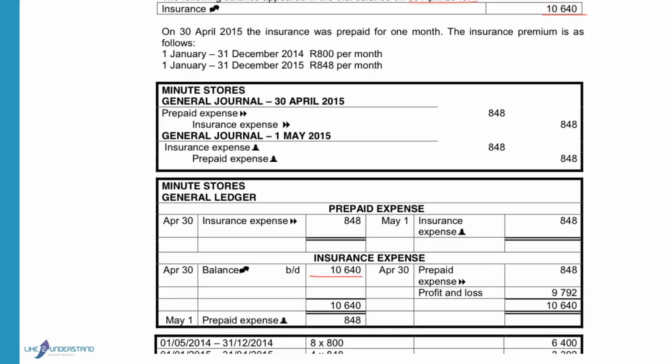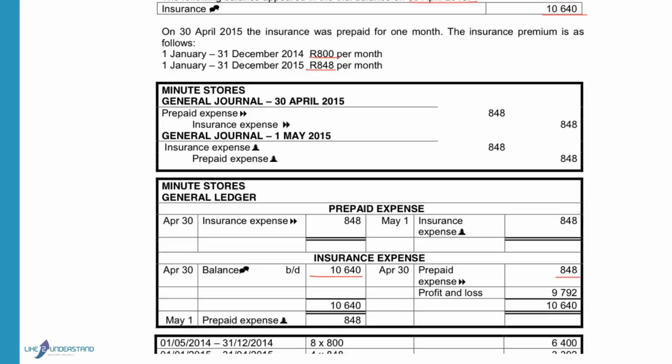So every time we paid, we said bank credit, insurance debit. Now remember, the end of the financial year is 30 April 2015. So the beginning of the year was 1 May 2014. If we look at the information here, they say that the insurance increased on the 1st of January 2015 from 800 Rand to 848 Rand.